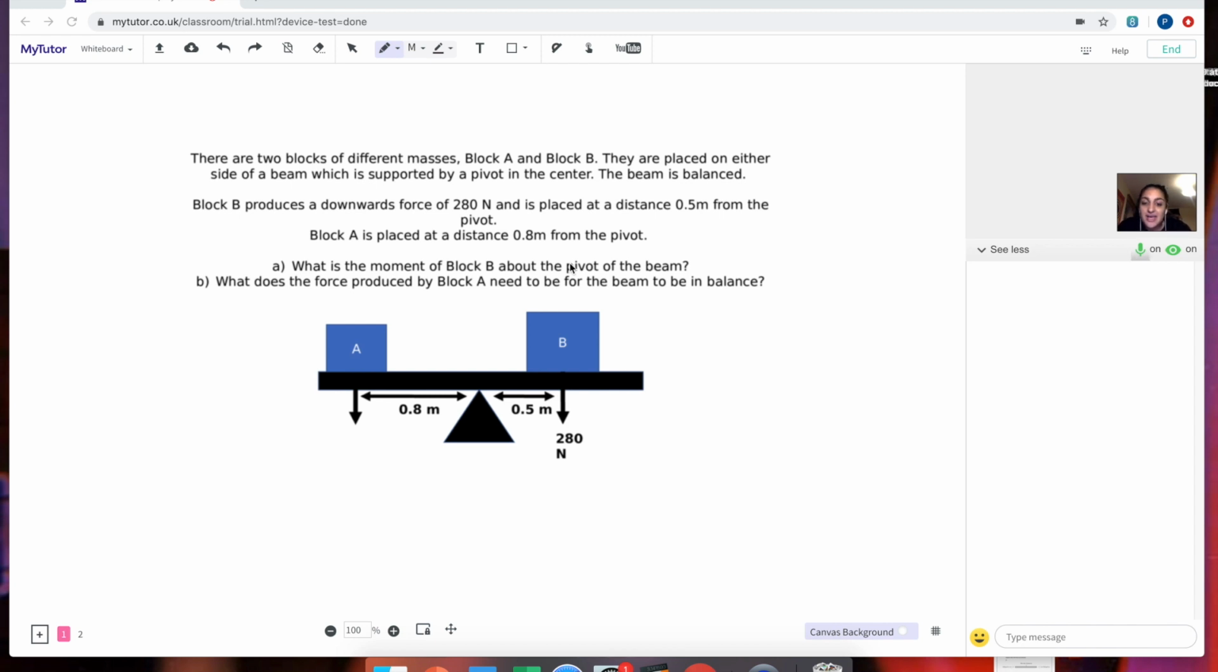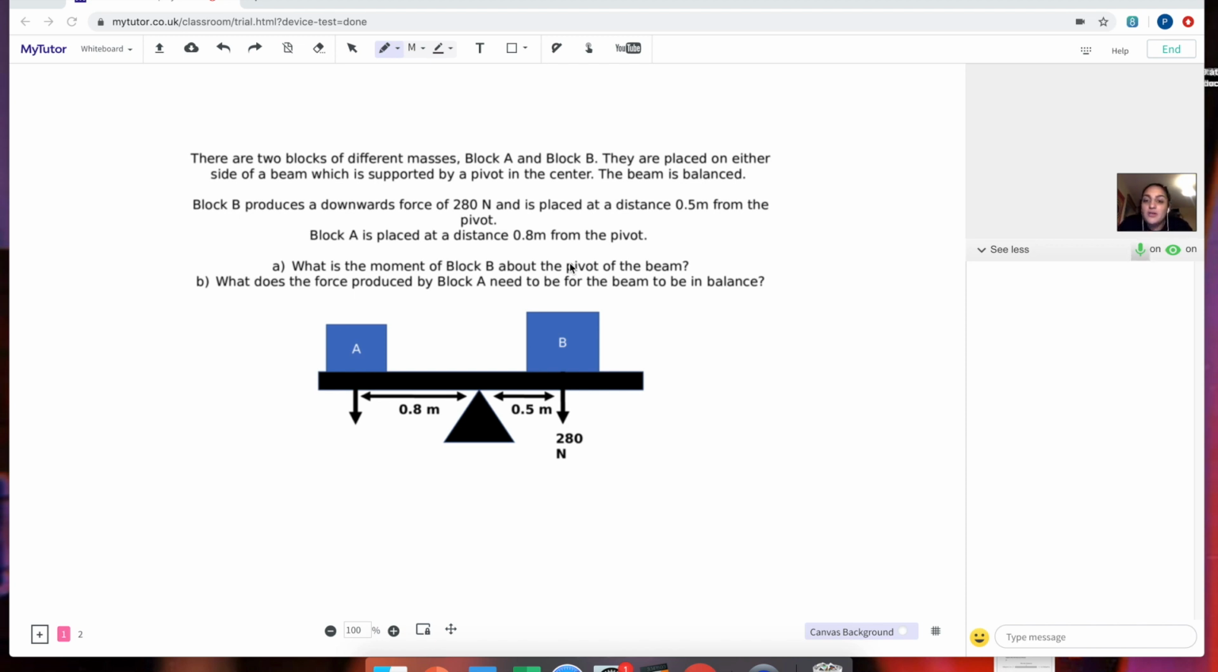So here is a kind of typical moments question that we see come up time and time again. The question has quite a wordy introduction and then goes into probably two parts of some mathematical calculations.